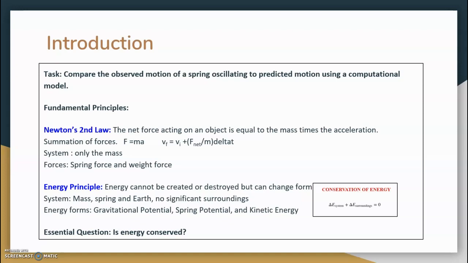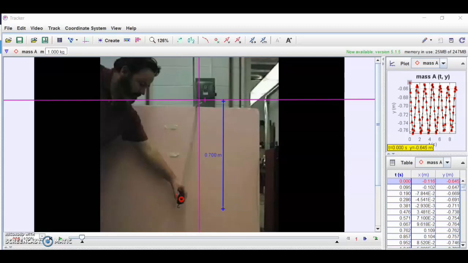The essential question that we are trying to answer is if energy is conserved or not, meaning is the energy principle satisfied. For this lab, I was given experimental data to analyze. The given data was the mass of the weight attached to the spring, which was 0.402 kilograms, and the length of the initially stretched spring, which is 0.70 meters.